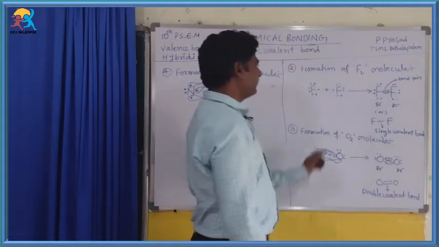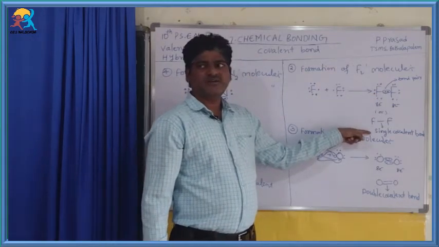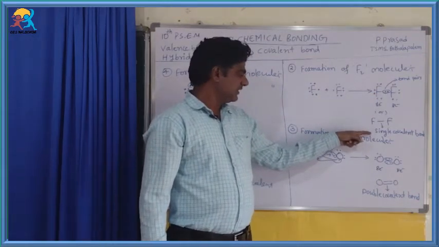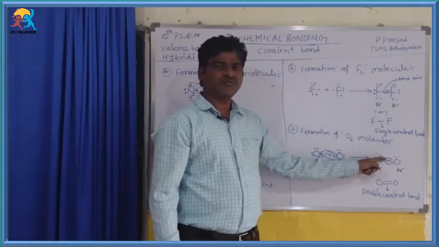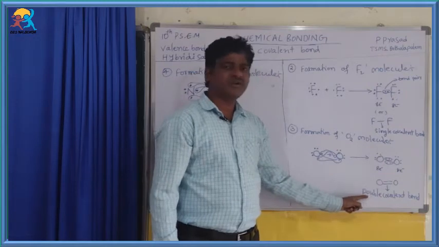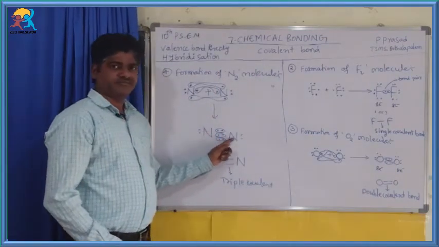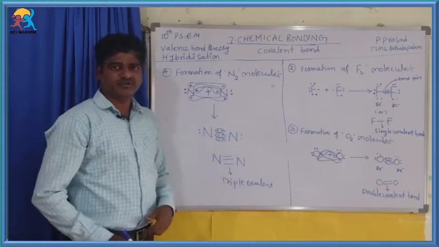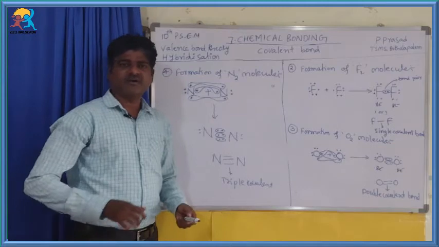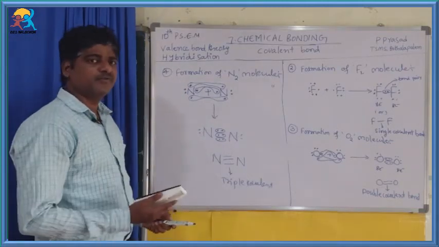Okay. If one bond pair is there, it is called a single covalent bond between atoms. If 2 bond pairs are there between 2 atoms, it is called a double covalent bond. Okay. If 3 bond pairs are there, it is called a triple covalent bond. Okay. So this is the formation of a covalent bond between diatomic molecules.